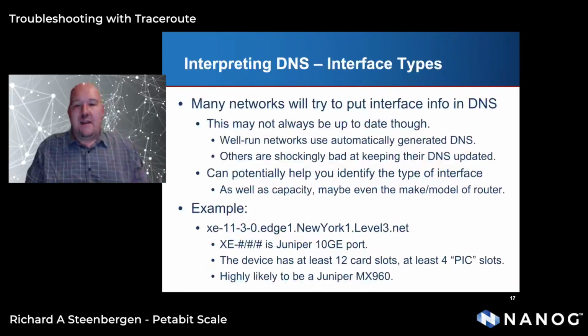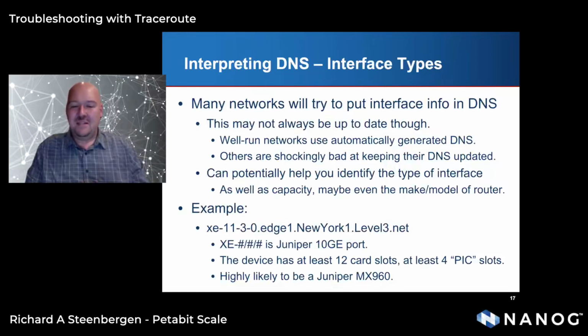The next thing we look at is how do we interpret interface types. So most networks will be nice enough to put their interface information in DNS. And the real question is whether it's up to date or not. So if you've got a really well-run network, they have an automated tool and it generates automatic DNS. So if a router config gets moved to a new port, sometime like within 24 hours, it'll get pushed and updated and everything will be known. And there's some other networks that are shockingly bad at keeping their DNS up to date. So the larger or more telco-like they are, the more I tend to find that they're really, really bad at keeping them up to date.